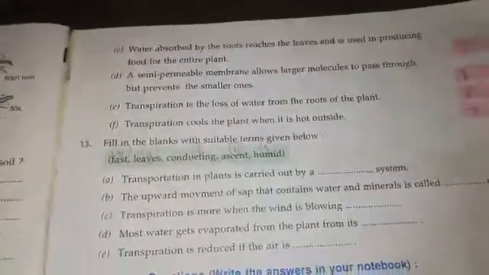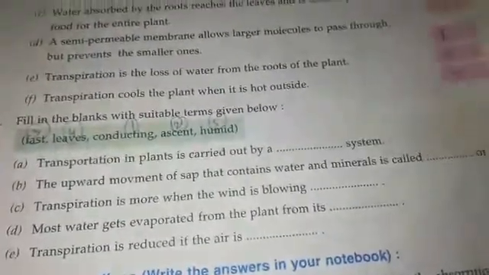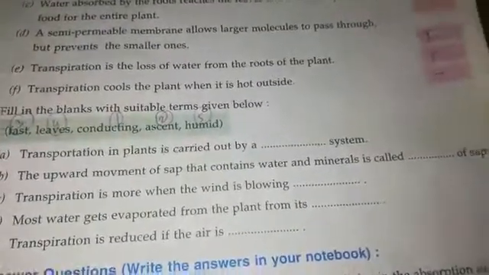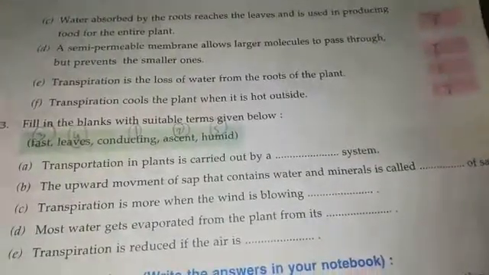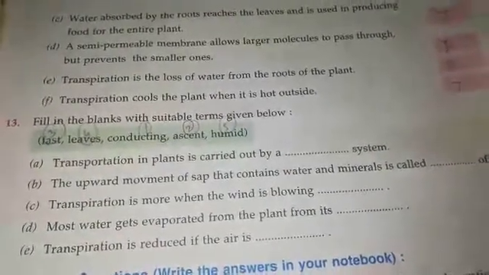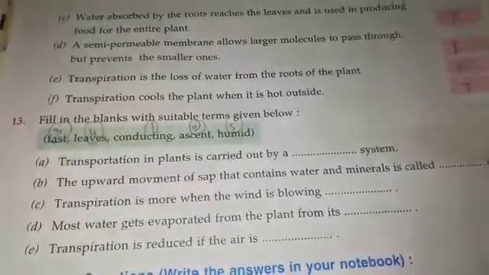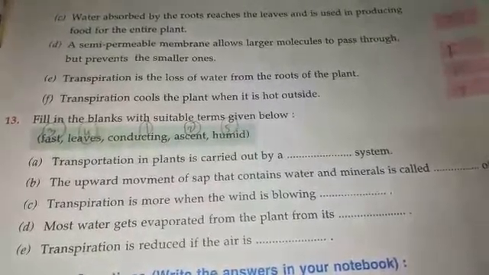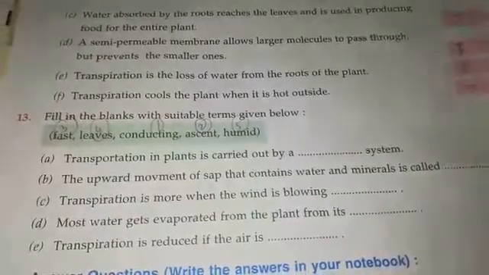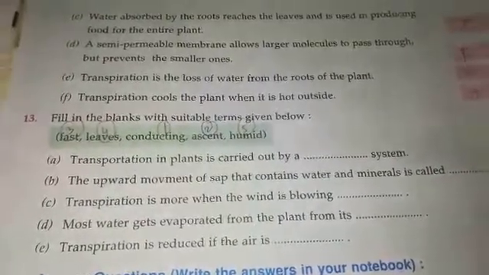Transportation in plants is carried out by a conducting system. Number 1 is conducting system. The upward movement of sap that contains water and minerals is called ascent of sap. Transpiration is more when the wind is blowing fast. Most water gets evaporated from the plant from its leaves. Transpiration is reduced if the air is humid.